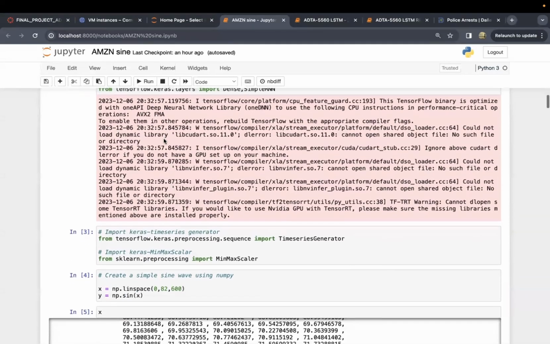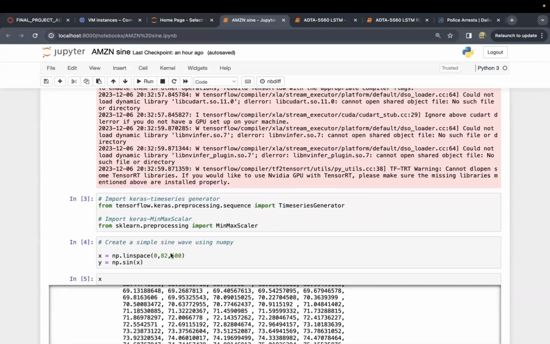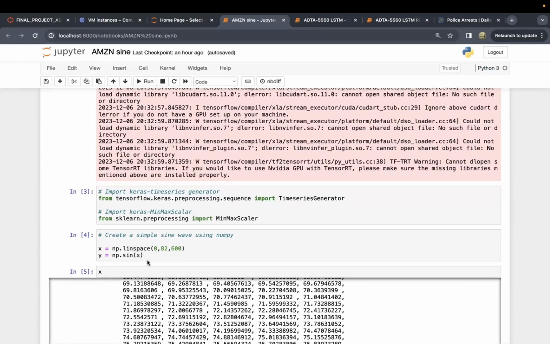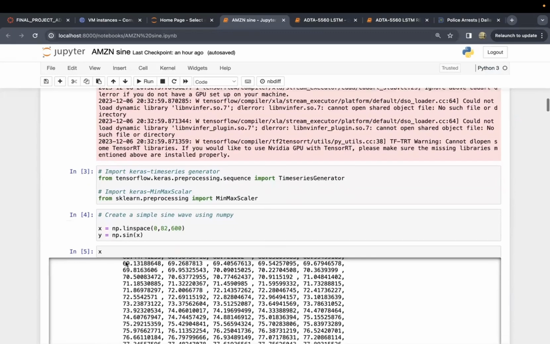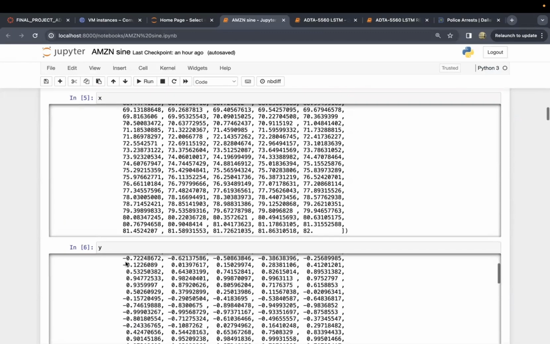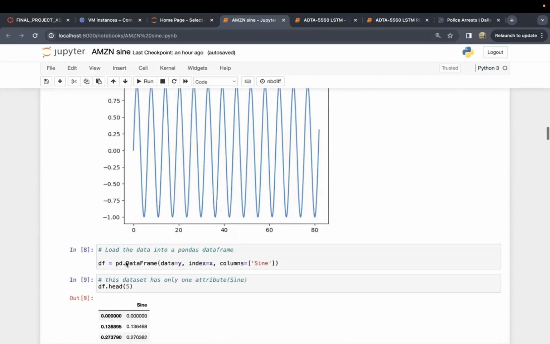project. So in this project, I utilized a sine wave with 600 data points ranging from 0 to 82 with the help of the NumPy linspace function. These data points are divided into 0 to 82, with each x value having 600 corresponding y values determined through a trigonometric function. And then going to the build and train section.